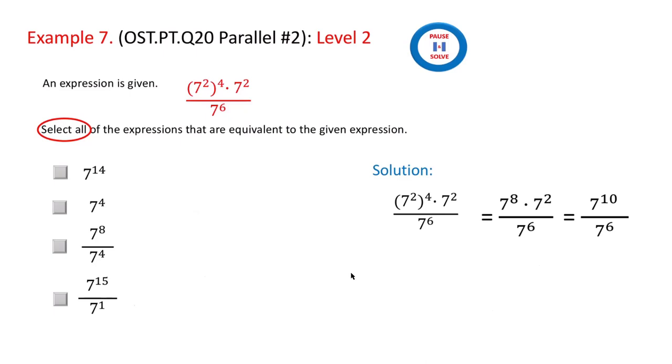Still, I don't see it here. So let's take it one more step. 7, 10 minus 6. 7 to the power 4. I found some of them right here, one of them. So don't stop there. There are more.